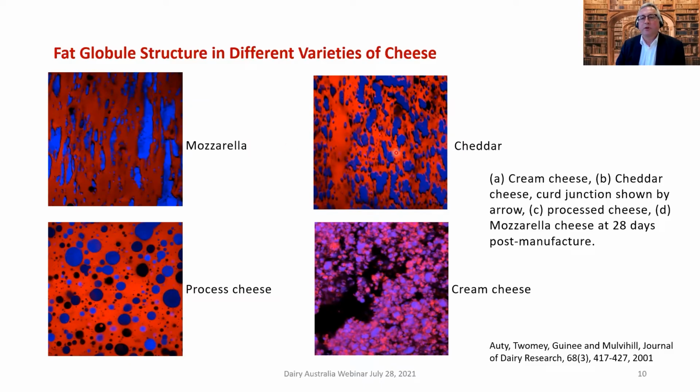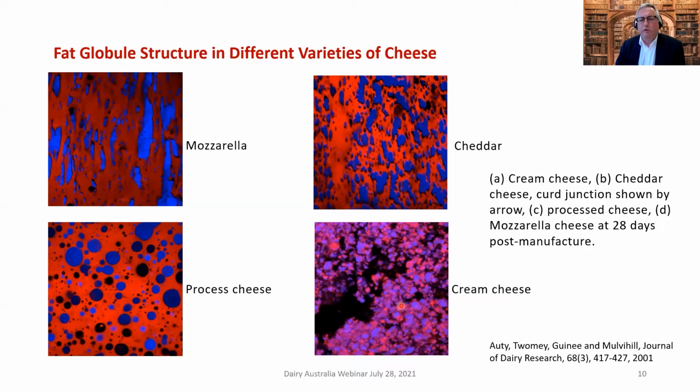Cheddar cheese is a little more irregular here, but of course, if you make cheddar cheese, you'll be aware that you are pushing together or pressing curd particles at the end of the process. And that creates this red area here that seems to be deficient in fat, the blue fat. That's the point where the curd particles fuse. You'll see that under a microscope in this particular type of microscopy called confocal microscopy.